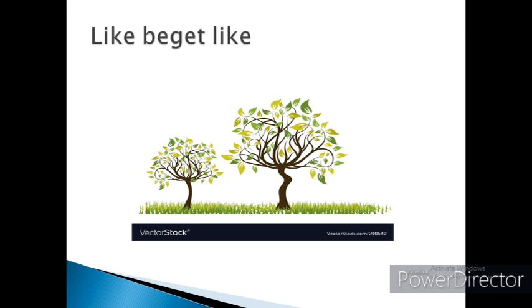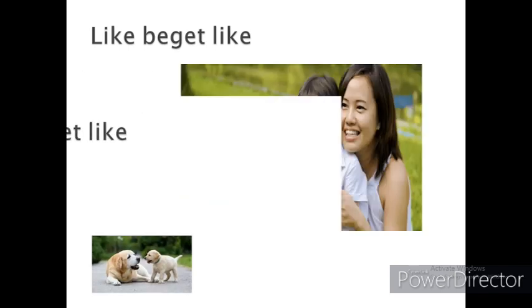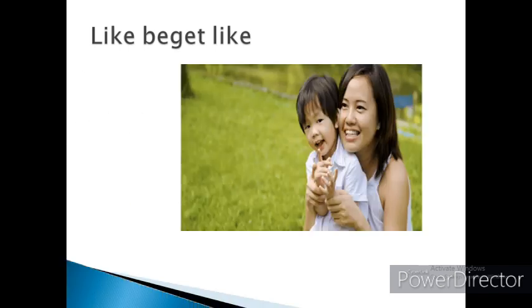So that's why we say that like begets like, because the parents' genes are responsible for predicting what kind of cells it will be getting. Similarly here, the dog is producing a very beautiful puppy, and similarly a human being is giving birth to a child of its own kind.